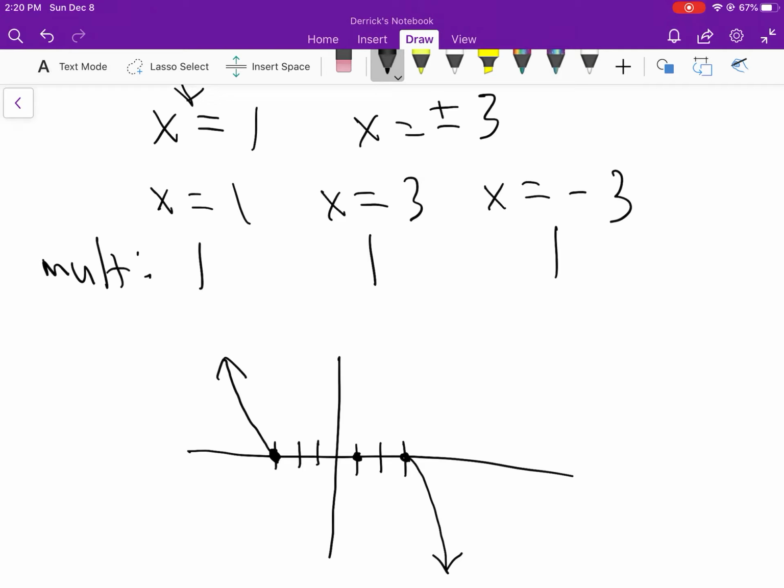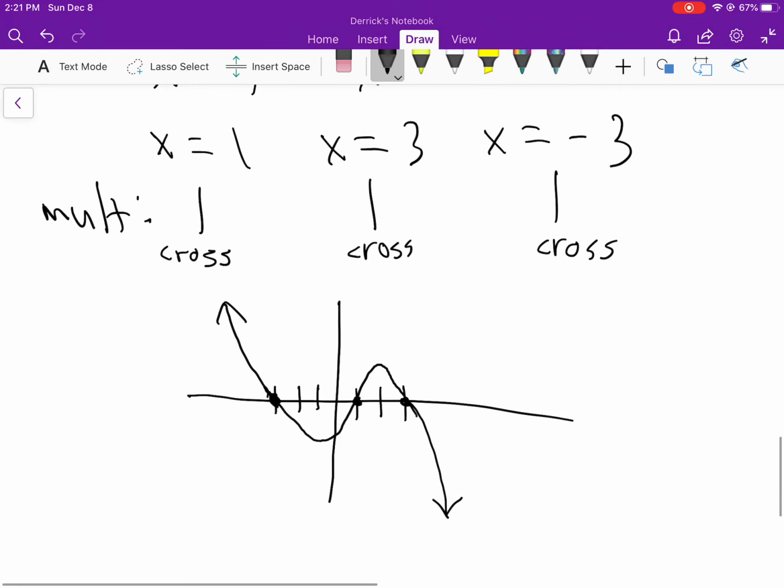All of these had an odd multiplicity of 1. Which makes it much easier, because that means it's supposed to cross through every single one of them. So, there's cross through, there's cross through, there's cross through. Graph crosses the x-axis at all 3 of those points, and behaviors match up with rising left and falling right. That is my graph.